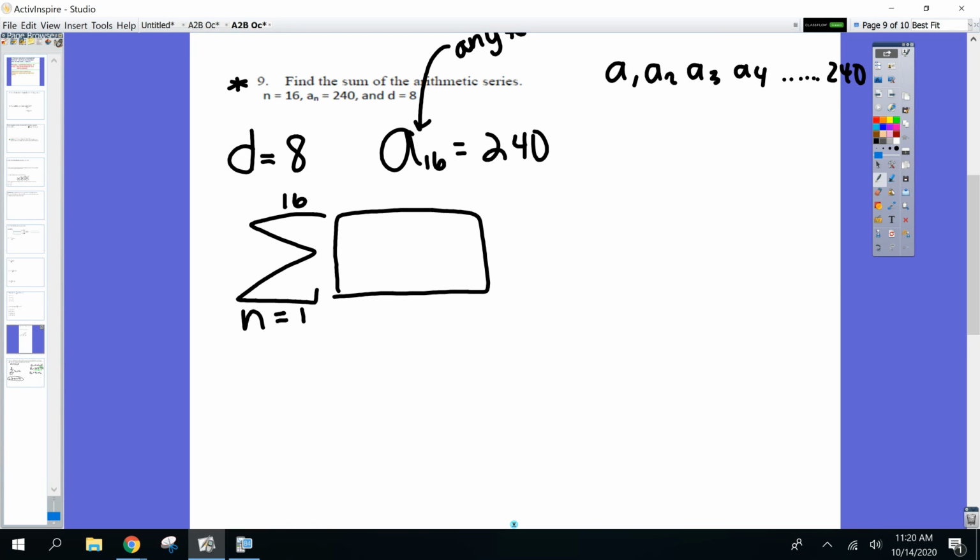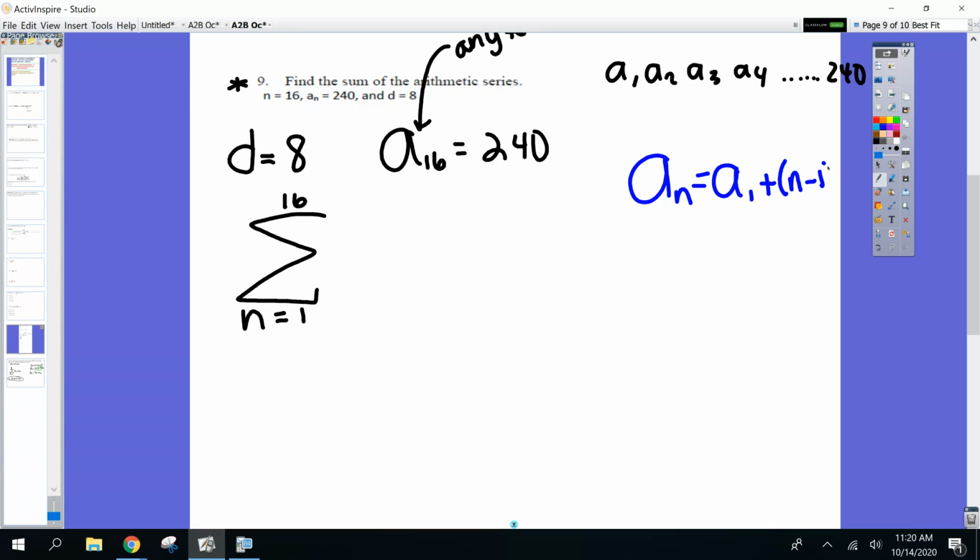Okay, 1 to 16. Here's what I need your help with: what's the formula that should go there? All right, how do I find that formula? I go to my reference sheet. This is the only formula I'm having you guys use tomorrow. For any arithmetic sequence, find the nth term of this sequence. All right, find the equation for the nth term. N stays n, right? Anytime I find an equation for the nth term, n stays n.